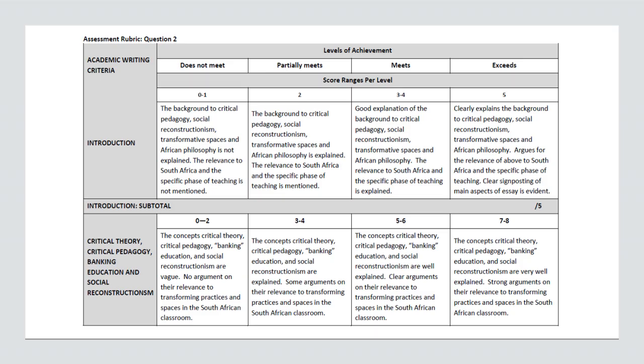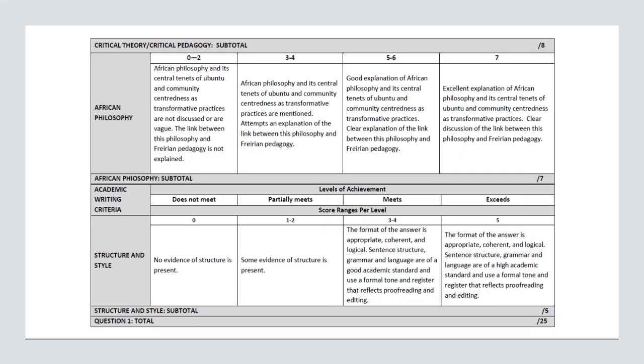So let's just quickly have a look at the rubric. It's pretty important. So again, you can see what your introduction was. Then your critical theory, the next bit, you've got to discuss quite a lot. You've got to discuss critical theory, critical pedagogy, banking education, and social reconstructionism. Those are all to be discussed in that specific point. And you've got to link them to how they work in the South African classroom. Then you've got your African philosophy that you've got to link with how does that work with Freirean pedagogy. And then you've got your structure and your style again.